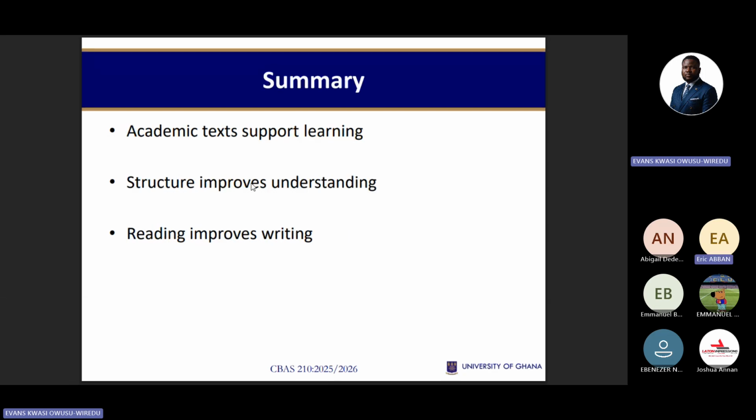So in summary, academic texts support learning. Structure improves understanding, right? When you have a proper structure, you properly understand. When you pick something that has a good structure, good methodology, you are able to understand what is being communicated, right? And reading improves writing. The more you read, the more you're able to write well. So everybody, begin to read. Reading is very important. We all need to engage in reading.